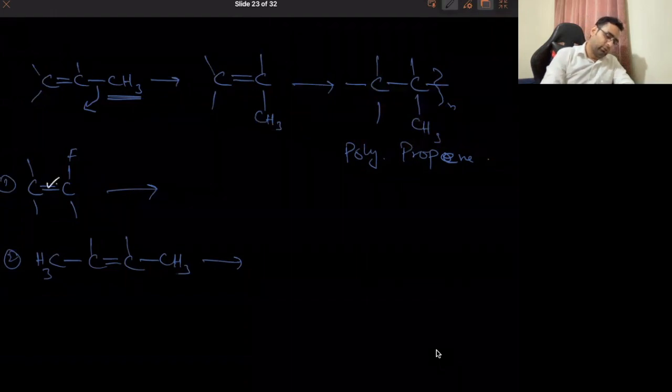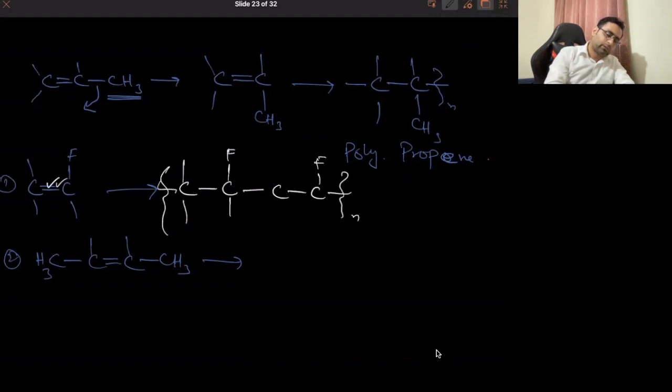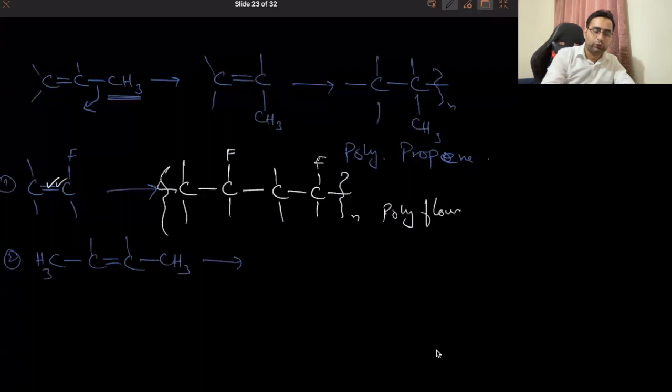So again, the double bond will disappear, and CF. I'm going to draw another repeating unit. This is the second repeating unit. So this is an addition polymer, and this is fluoroethene. The name for this polymer is polyfluoroethene.